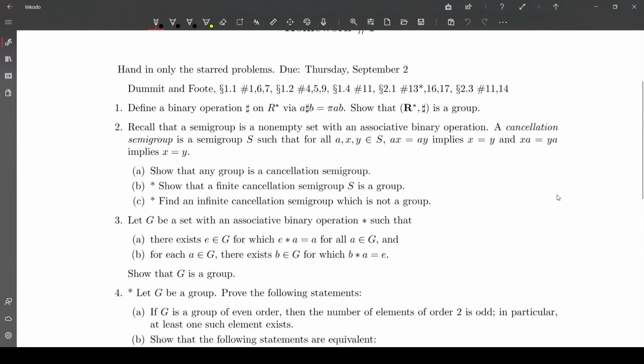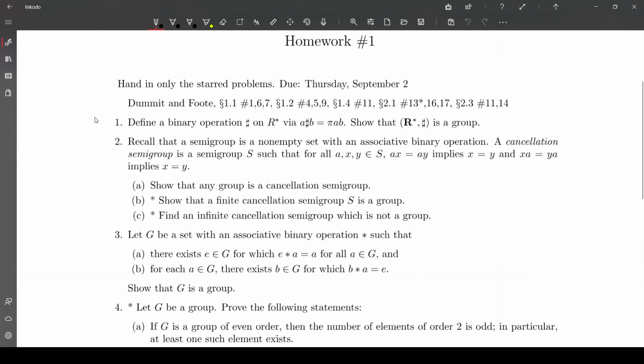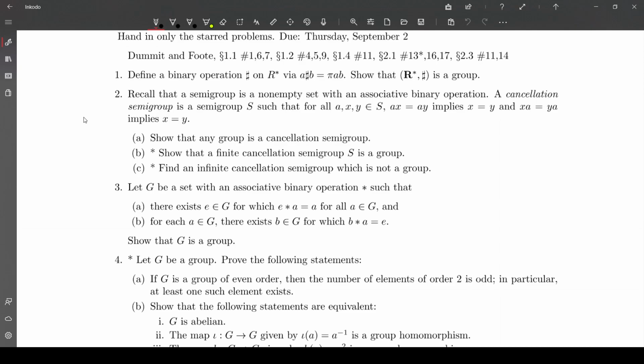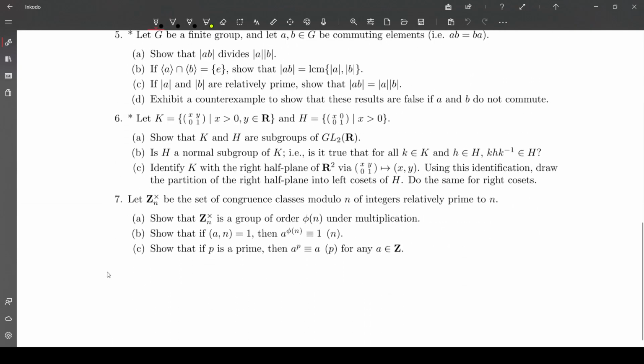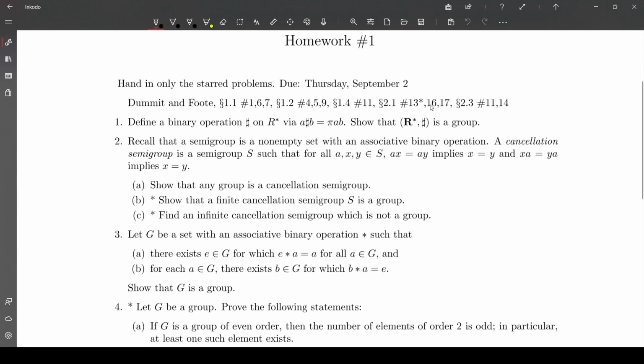So here, this is the algebra homework. We're starting with group theory. These are pretty basic group theory questions. He gave us a bunch. You can see there's 7 here, and then I think 9 he chose from the book Abstract Algebra, I forget the title, by Dummit and Foote, which is a commonly used book for graduate level algebra classes. However, we only had to do the ones that are starred.